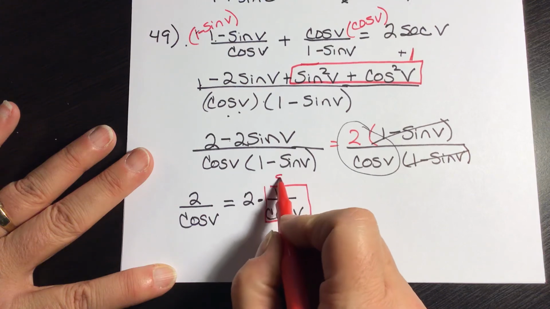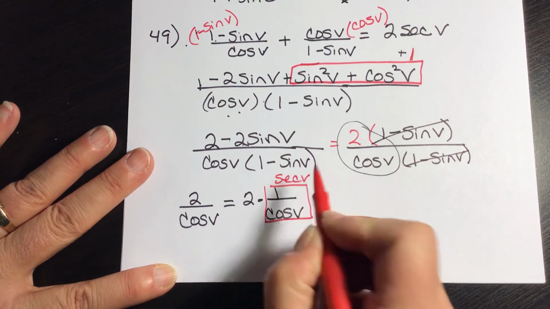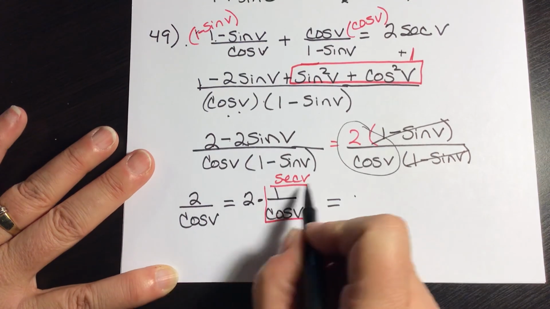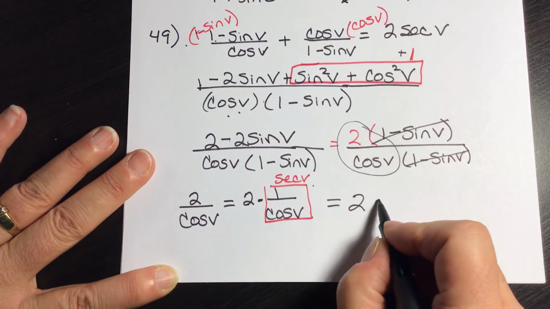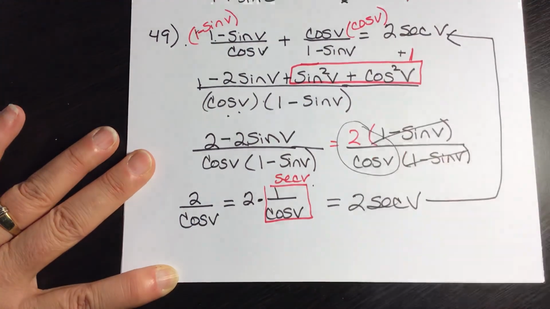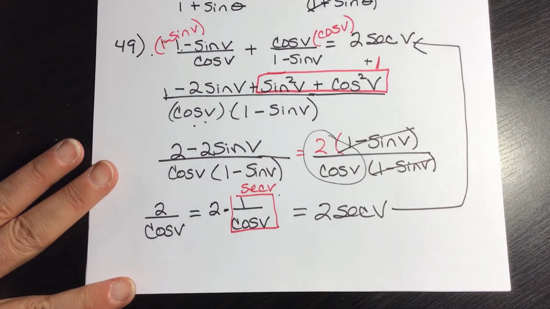So this is secant of V, and that gives us 2 times secant of V, which is what we wanted up on top.